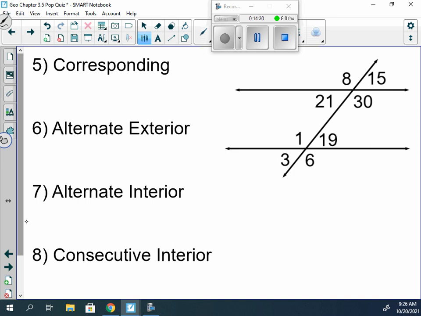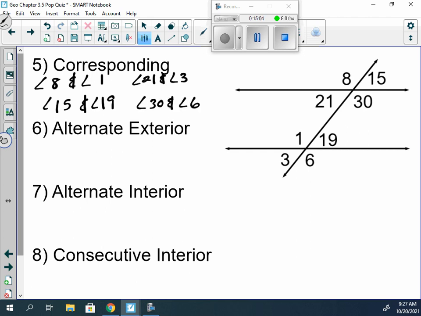Now, if we look at corresponding angles, well, I'll just start with angle 8. And angle what? 1, because 8 is to the left and above, 1 is to the left and above. Well, let's go 15. And 19. 15 is to the right and above, 19 is to the right and above. 21. 21 is to the left and below, 3 is to the left and below. And lastly, we have 30 and 6.